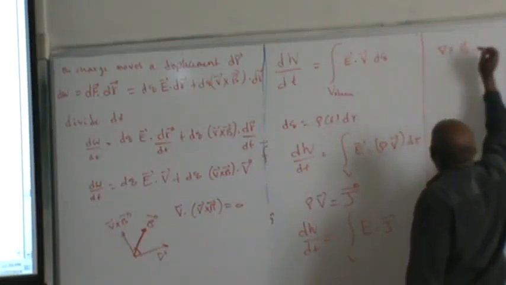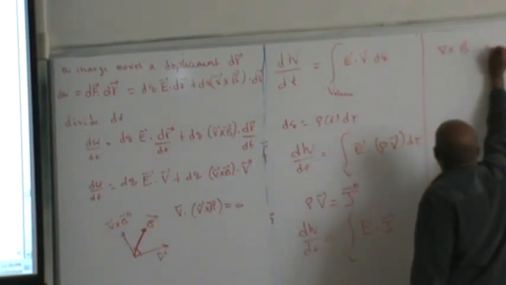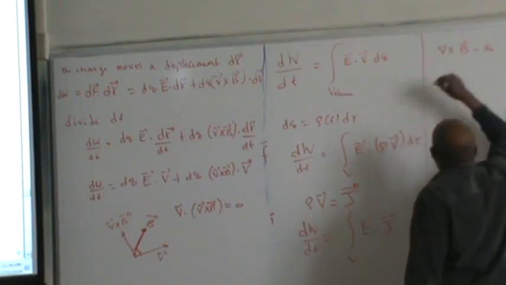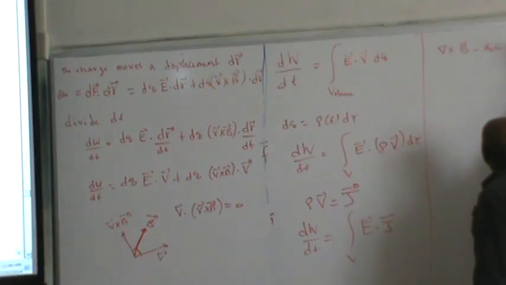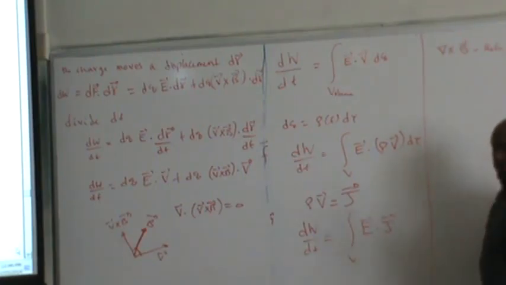Minus mu naught, epsilon naught dE by dt equals to... okay, I say only free current, but that's not entirely true.